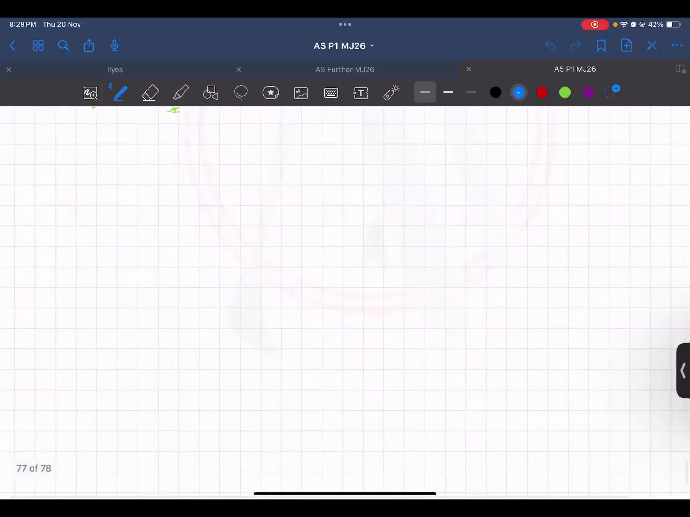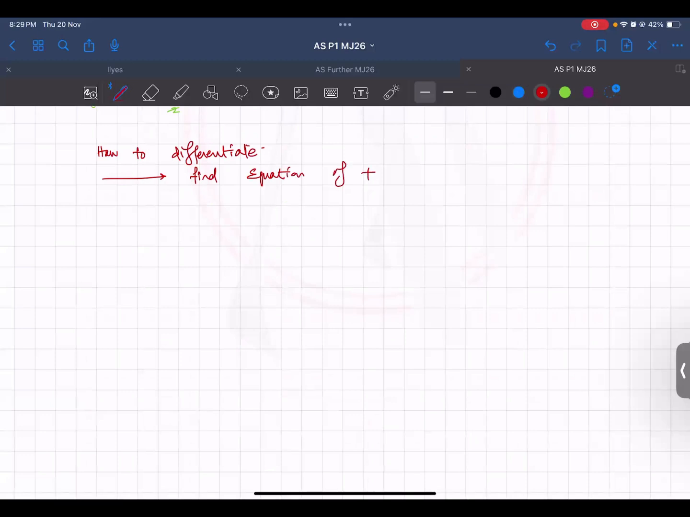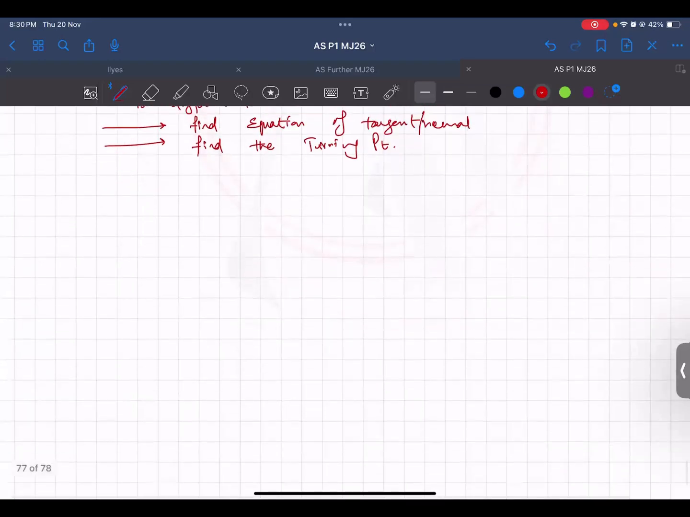So we have understood how to find the derivative and the formulas of how to differentiate, and this one just needs more and more practice. There's no other solution. Then we learned how to find the equation of tangent and normal, both of them. And now we have to learn how to find the turning point, if any. What is a turning point?